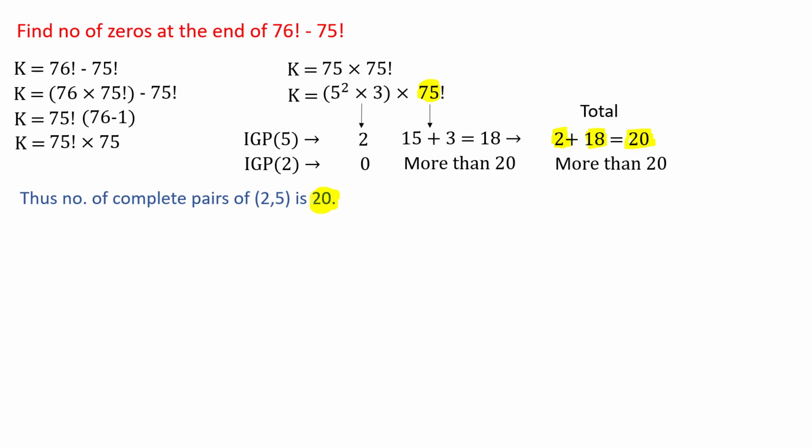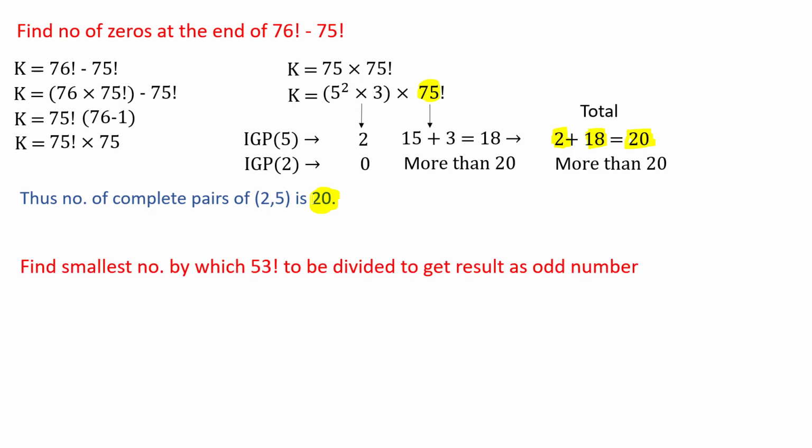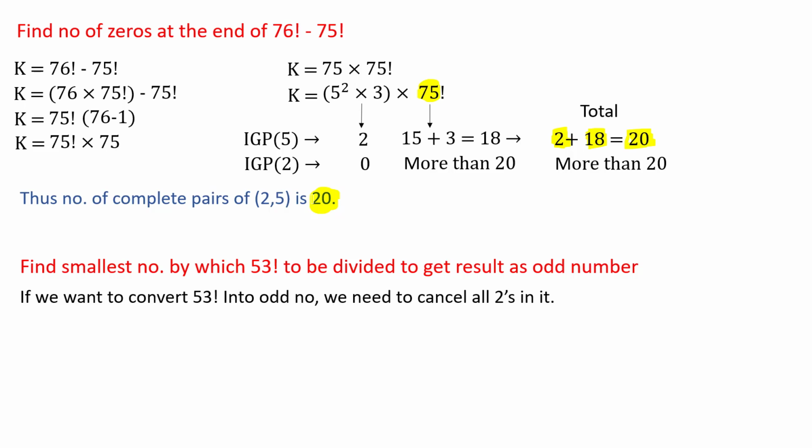Okay everyone, now let's do one more question. Find the smallest number by which 53 factorial is to be divided to get the result as an odd number. If we want to convert 53 factorial into an odd number, then we need to cancel all 2's in it. So for that we need to find how many 2's are there in 53 factorial. That is nothing but IGP of 2 in 53 factorial. So let's find IGP of 2 in 53 factorial.